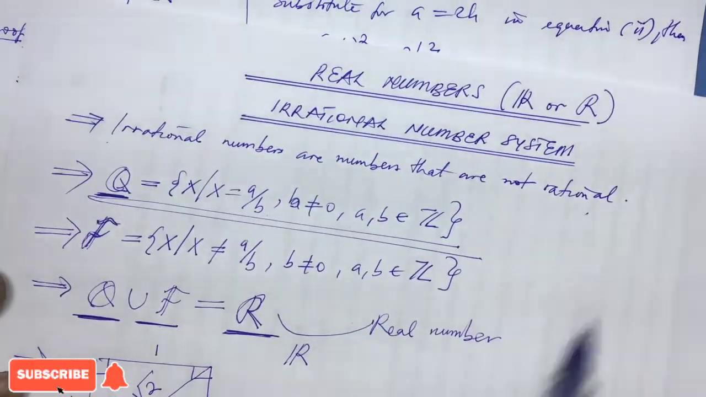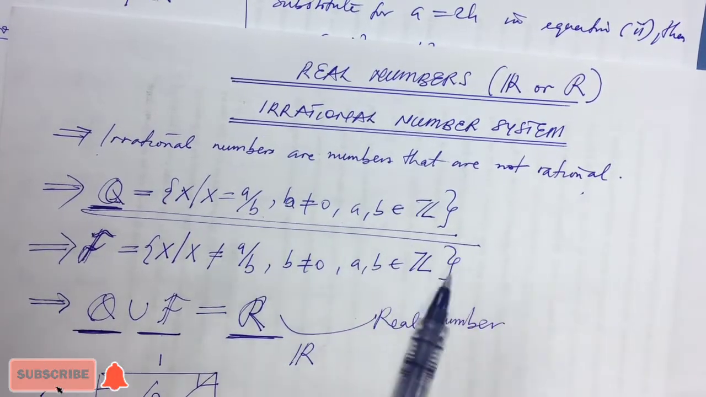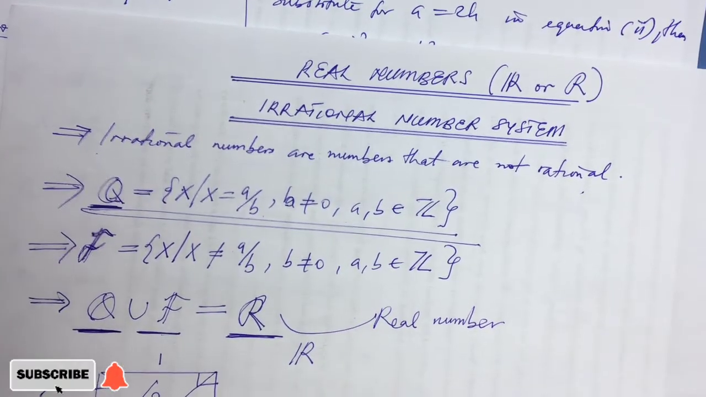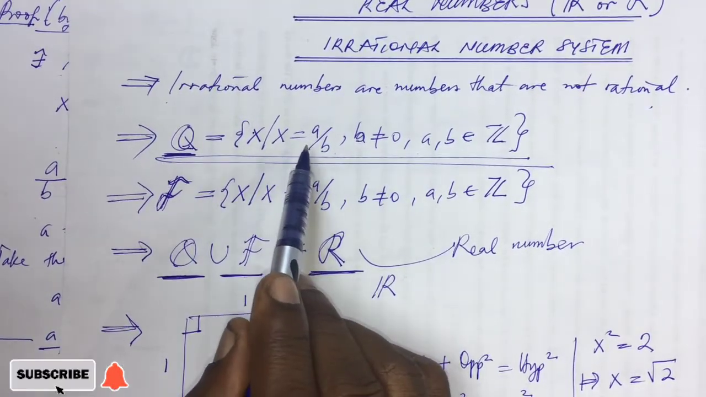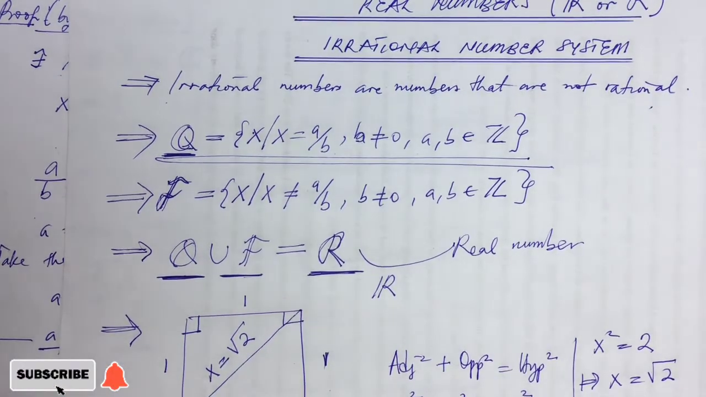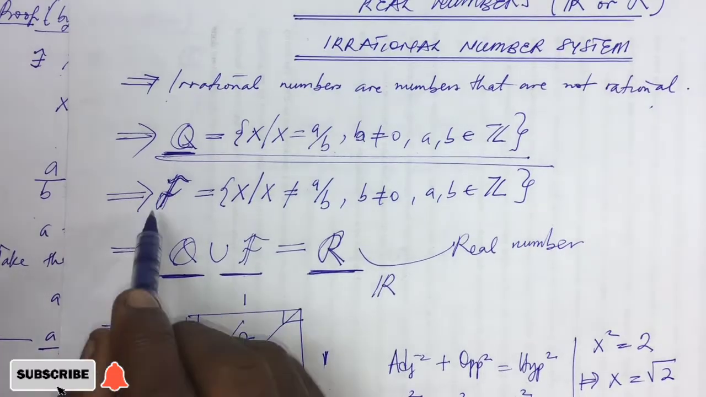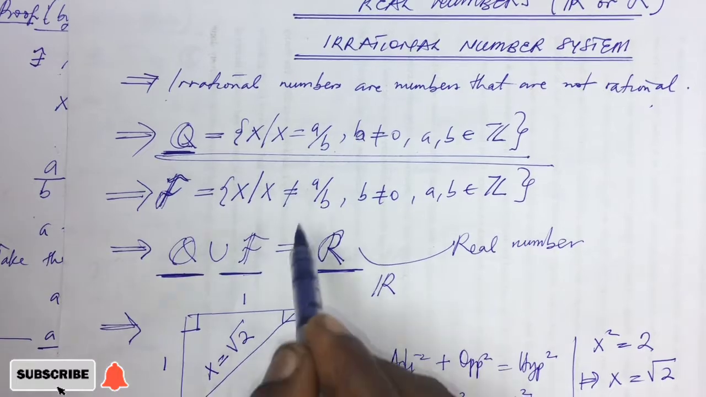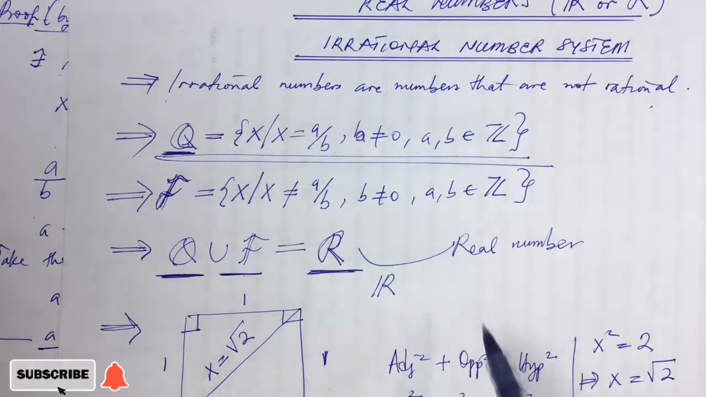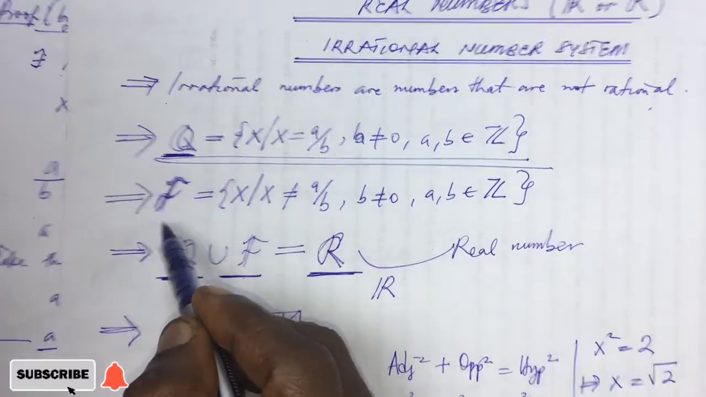Now, the irrational number system is a number system that contains numbers that are not rational. That's number one. Number two, remember that rational numbers are numbers that can be expressed as a ratio of two integers. So irrational numbers are numbers that cannot be expressed as a over b, where b is not equal to 0. What it means is that the rational number system has nothing in common with the irrational number system.